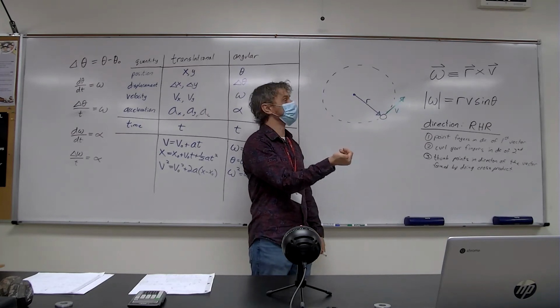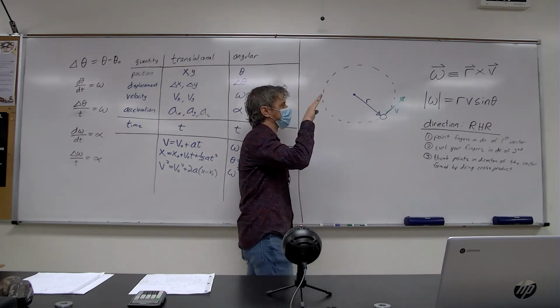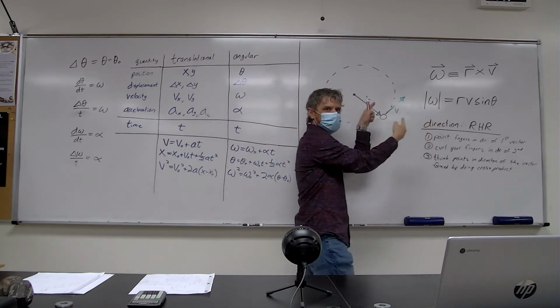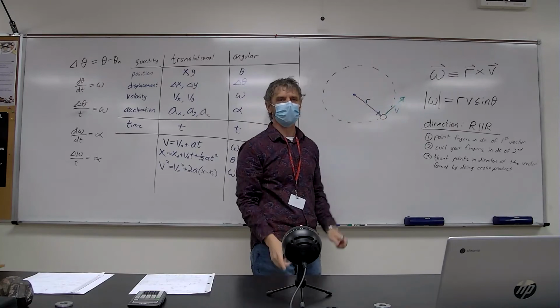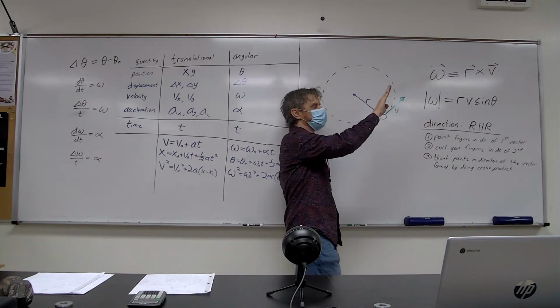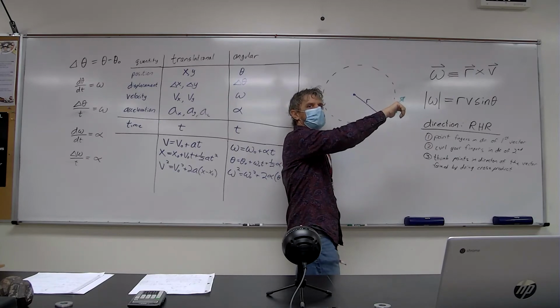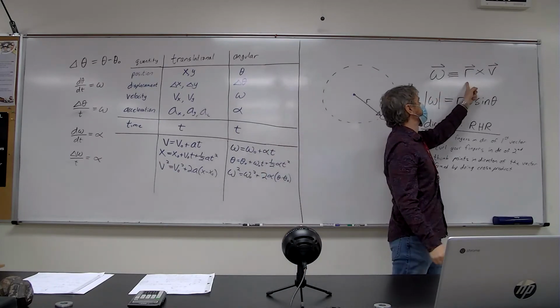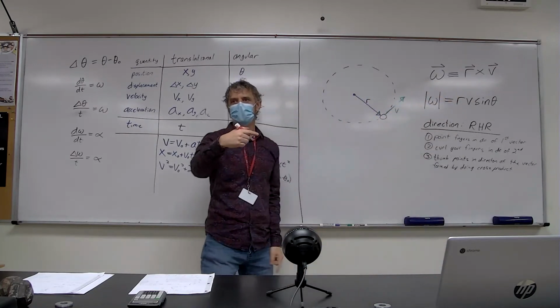Notice if I did it the other way, fingers in the direction of V, and then I took R and put it over here, because you can do that with vectors. You move them around when you analyze them. I move R over to here, fingers in the direction of V, curl them in the direction of R, my thumb points into the board. So V cross R is actually negative omega. It just points in the opposite direction.